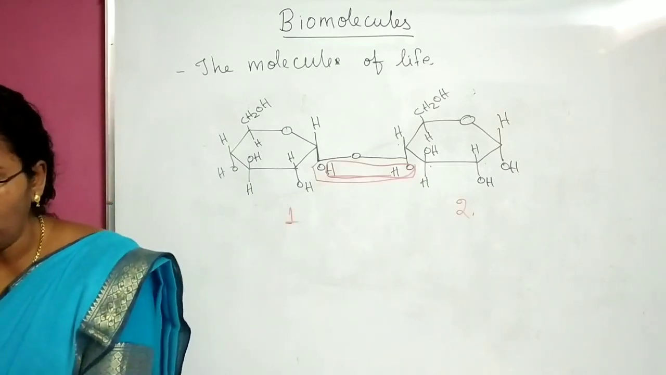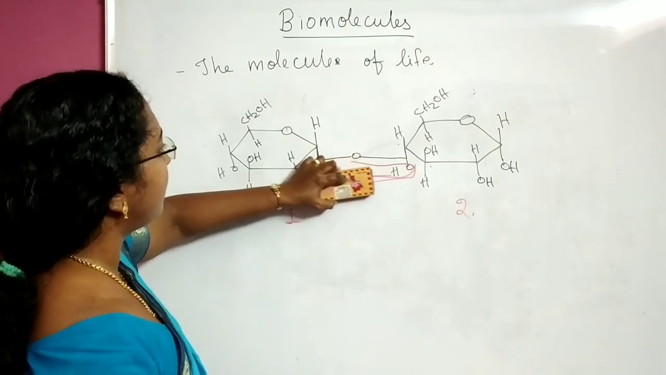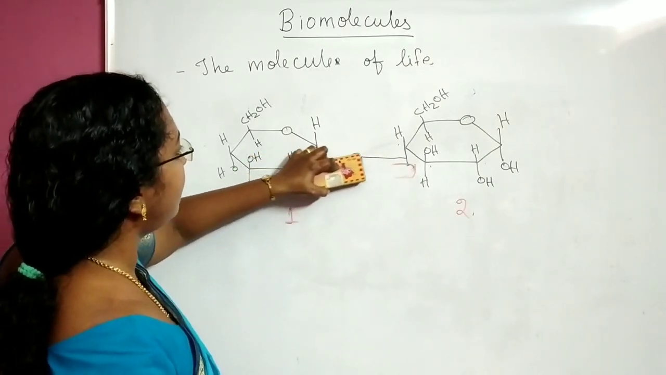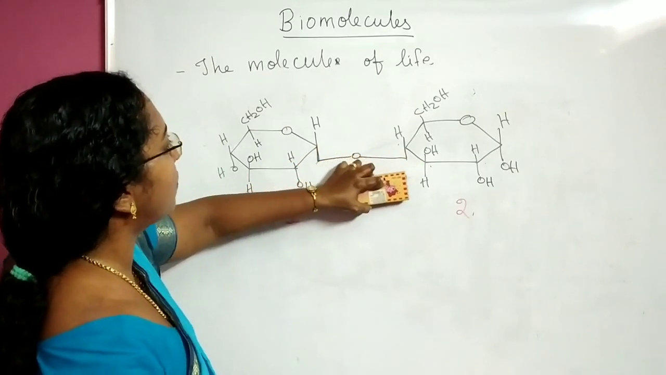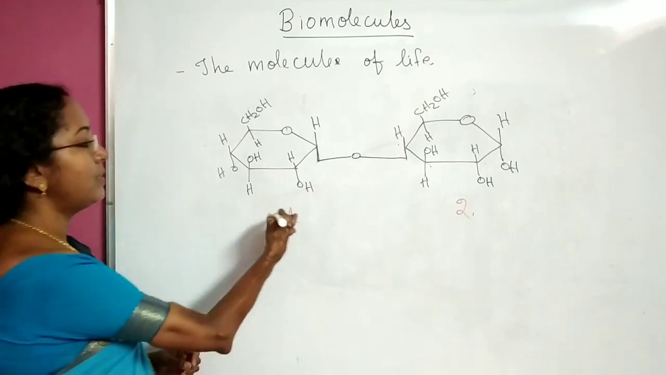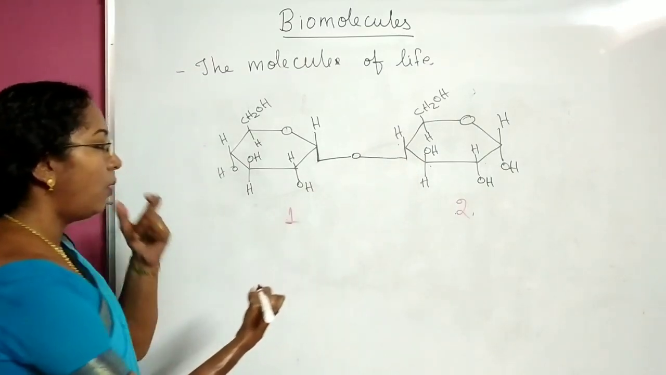Okay? Water molecule got removed here. And the extra oxygen that was left here, that is there in this bond. See? Now, first glucose unit and the second glucose unit are engaged in a bond.